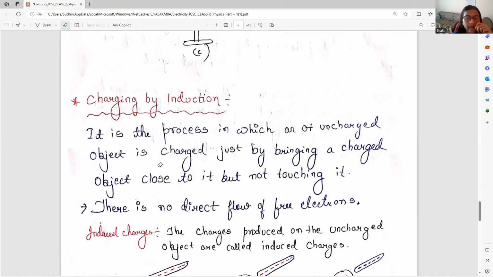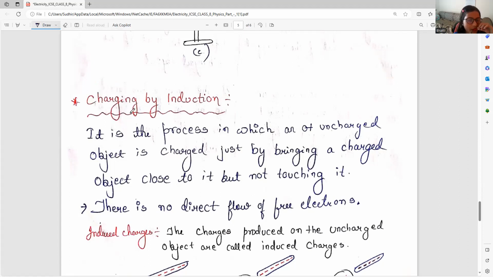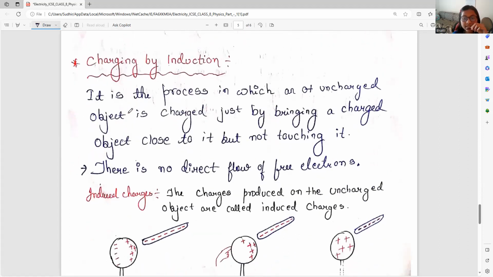Charging by induction. Induction is totally opposite of conduction. Induction is the process in which an uncharged object is charged just by bringing a charged object close to it but not touching it. It means electrostatic force comes into the scene.